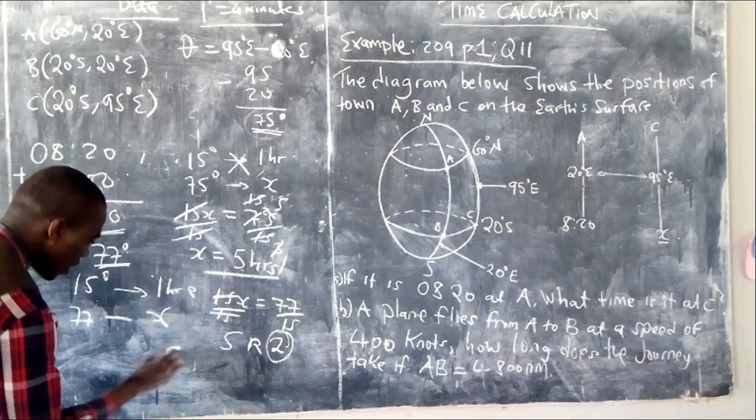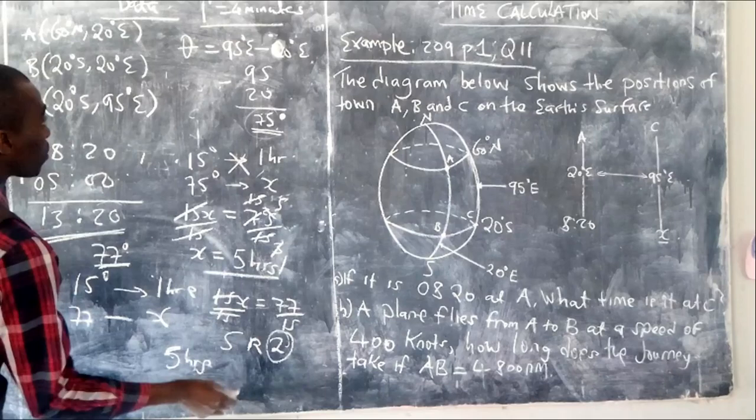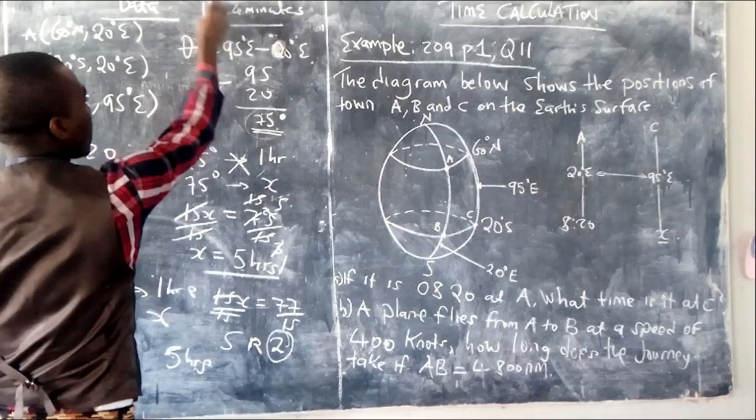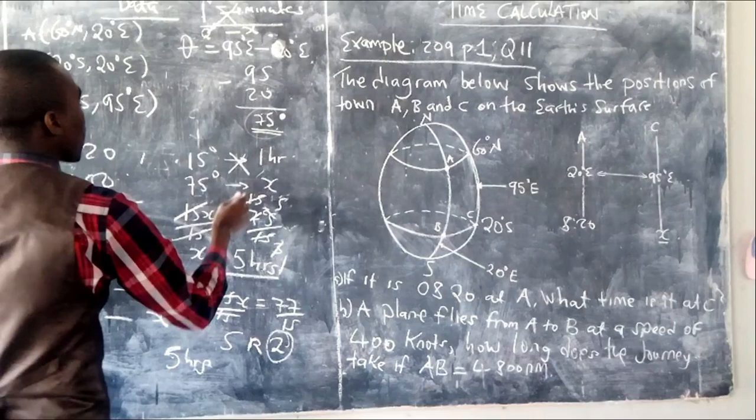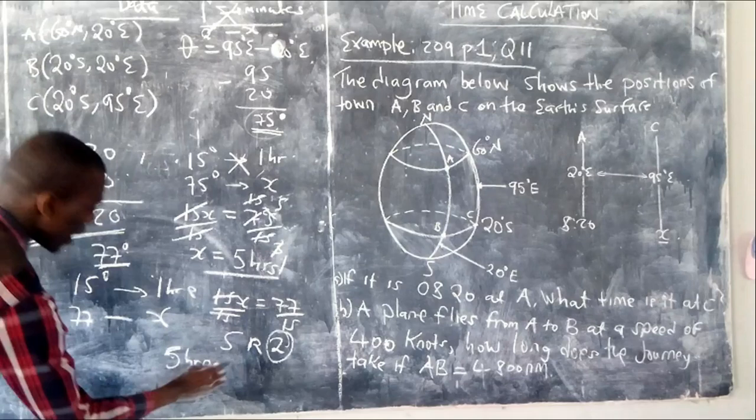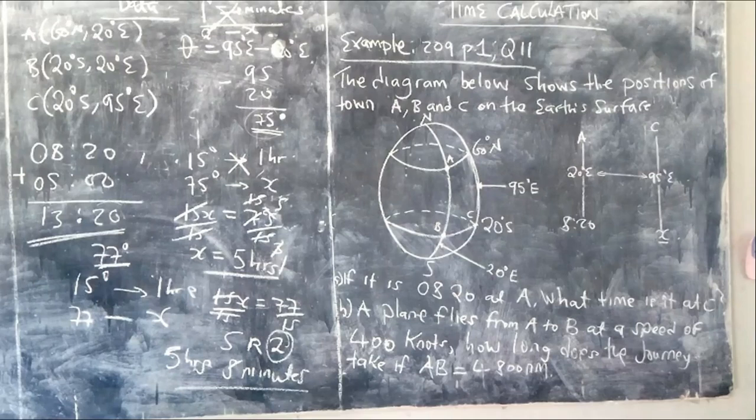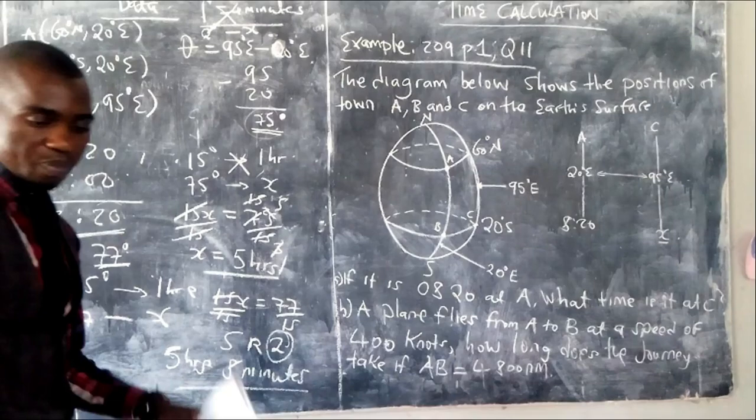So we have 5 hours, we have found this one. Then the remainder 2, we just multiply it by what? By 4, because they are minutes. Because we are going to say 1 degree is equal to 4 minutes, then 2 degrees is equal to x. So when you cross multiply there, you are going to say 2 times 4. Then here we are going to have 5 hours, then 8 minutes. I'm sure you are going to encounter this one, especially in paper 2 type questions.